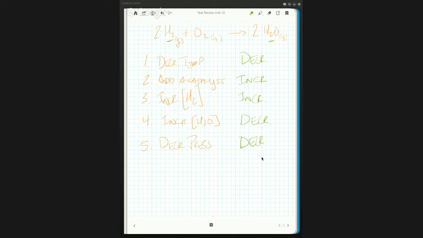So hopefully that helps you with that. So that takes care of that essential skill. Last set of essential skills, let's talk about those acids, bases.